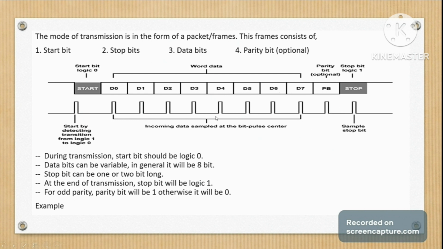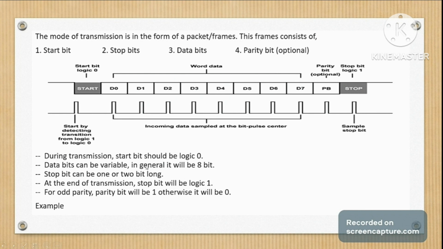This is a very important diagram to write our program. So during transmission, the start bit should be logic 0. That is, whenever you give an alphabet or a sequence of numbers or any characters, then during this transmission the start bit should be logic 0. Data bits can be variable, from 1, 2, till 8 bits of data can be transmitted.